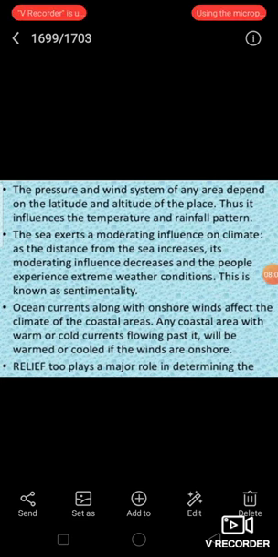Now students, equable and extreme climates. Now this type of climate, equable climate, is neither too hot in summer nor too cold in winter. The annual and daily range of temperature is low. Coastal areas have equable climate or maritime climate.